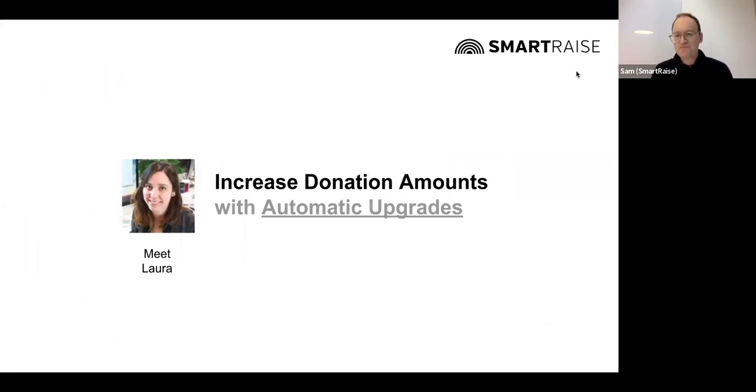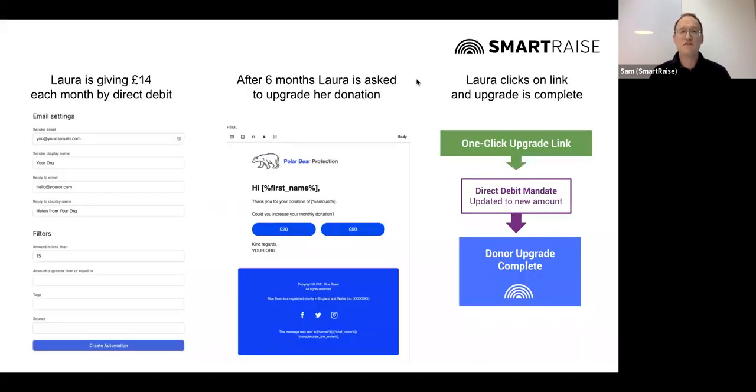One of the unique features of SmartRaise is the ability to automatically upgrade donors based on their giving history. I'm going to give you an example here of one donor. This is Laura, and she's a donor who's giving a regular amount every month. In this instance, she's giving £14 per month by direct debit. Within our system, we can set up an automation to automatically ask her to upgrade her donation after a particular period of time based on her giving history.